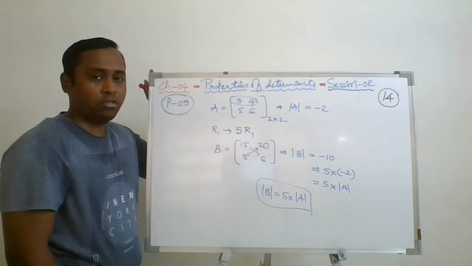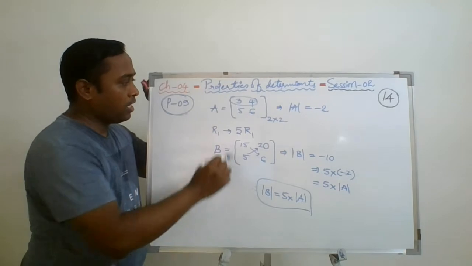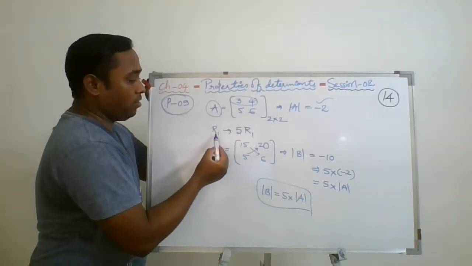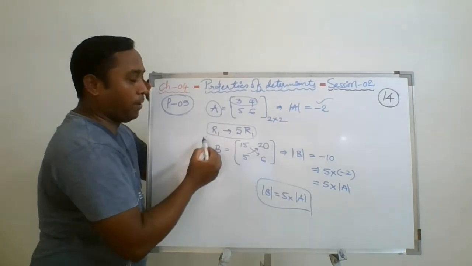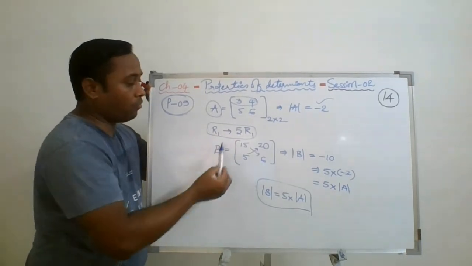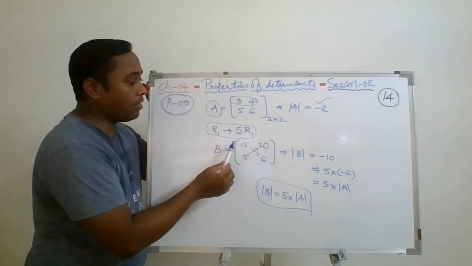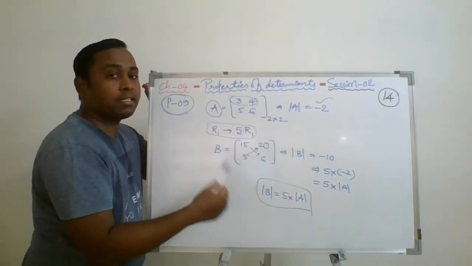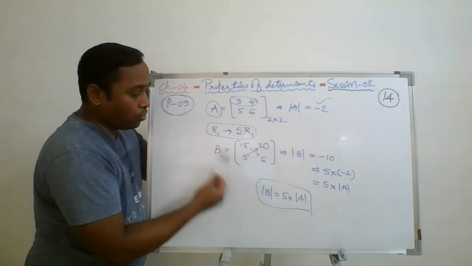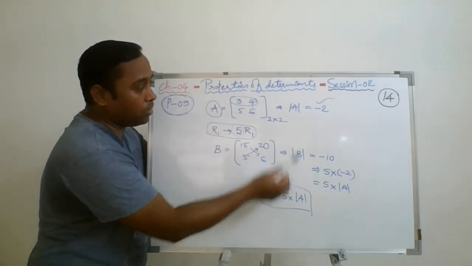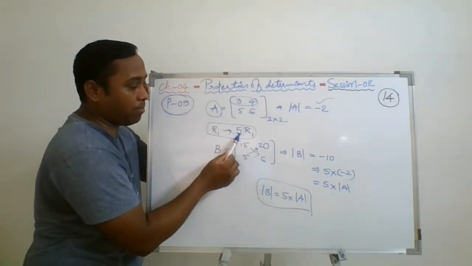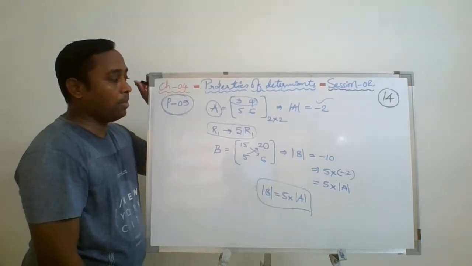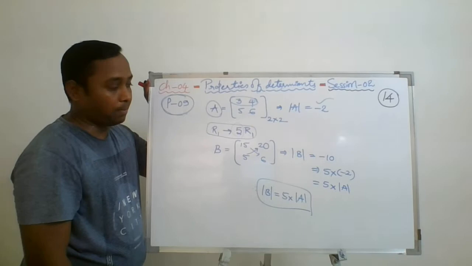So have you understood something from this example? Det A value was minus 2. If I multiply a particular row or a column with a constant, then the determinant value is also multiplied by the same constant. So the determinant value was minus 2, which is multiplied by 5, giving minus 10. Now in a similar manner, I can ask the same.